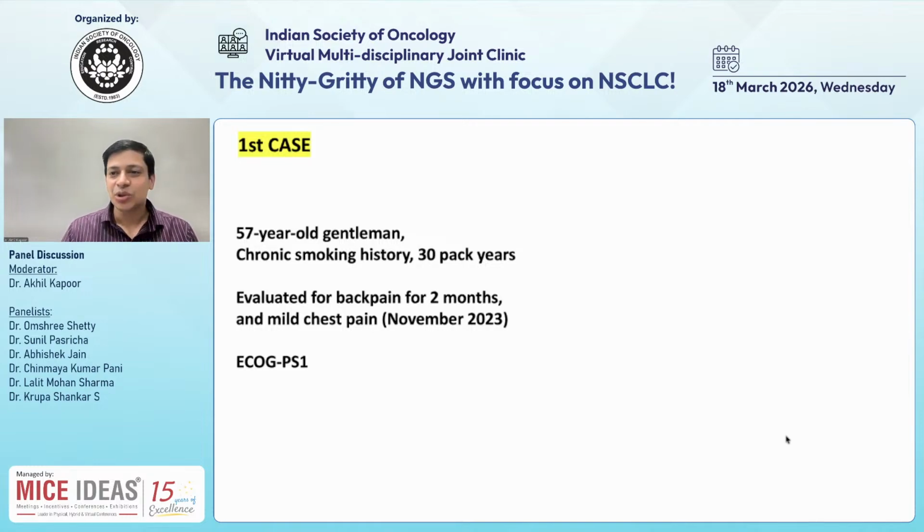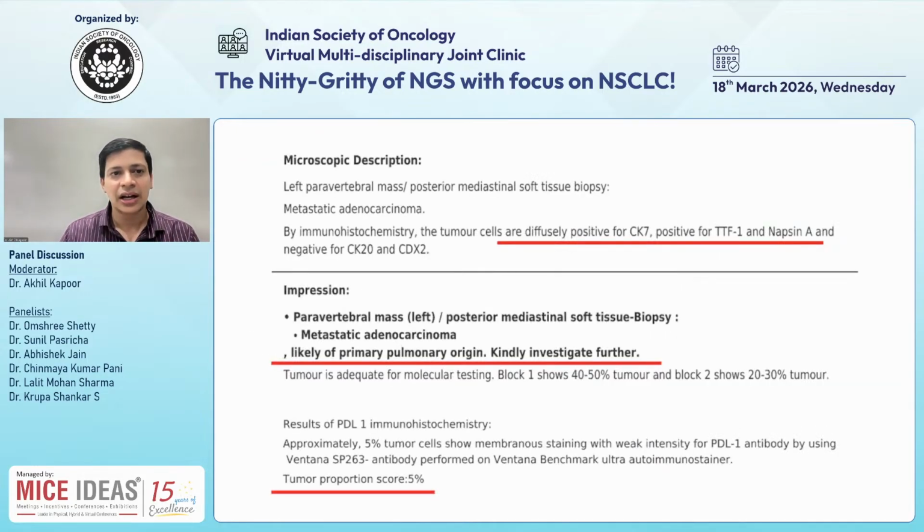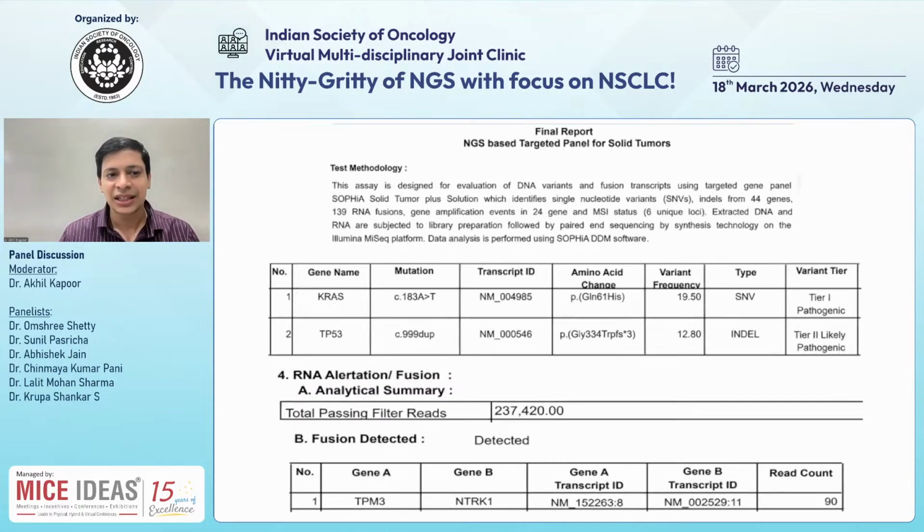Yes. So let's come to one of the cases. A 57-year-old gentleman, chronic smoking history of 30 years, back pain for 2 months, mild chest pain. You can see the scan, there is some lesion in the mediastinum, and it was biopsied. CK7 positive, likely TTF1 positive, NAPSIN1 also was positive, and negative for CK20. PDL1 score was done reflexly, I think, TPS of 5. And here we see KRAS mutation, P53 mutation.